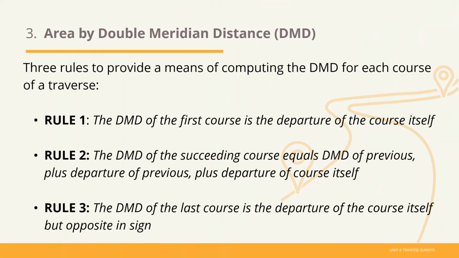Now, there are rules to be considered in computing the DMD for each course of a traverse. The first rule states that the DMD of the first course is the departure of the course itself. Second rule, the DMD of the succeeding course equals DMD of previous course plus departure of previous course plus departure of the course itself. Rule 3 states that the DMD of the last course is the departure of the course itself, but opposite in sign. Don't worry because you'll know how to apply these rules later on.